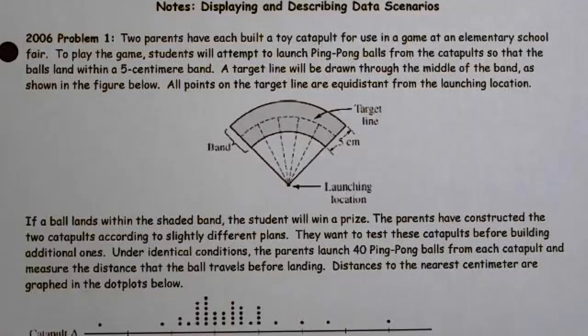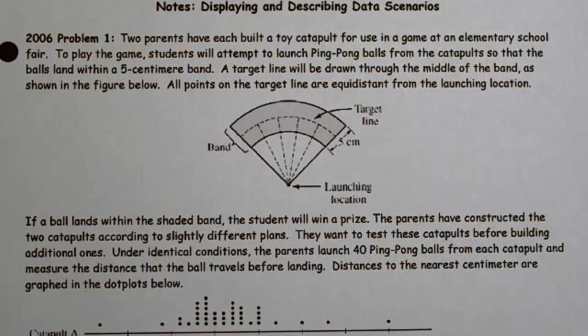All right, this is 2006 problem 1, and it's a question on variability. So 2 parents have each built a toy catapult for the school fair for use in a game at the elementary school because they're competitive and their kid must win. To play the game, students will attempt to launch ping pong balls from the catapults so that the balls land within a 5-centimeter band. A target line will be drawn through the middle of the band, as shown in the figure below. All points on the target line are equidistant from the launching pad.